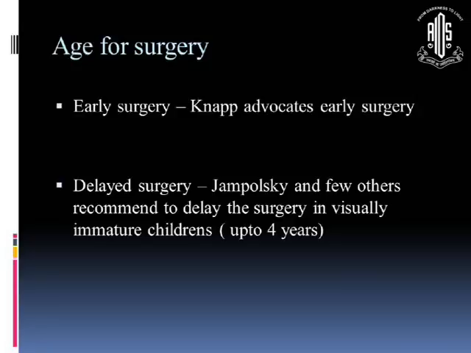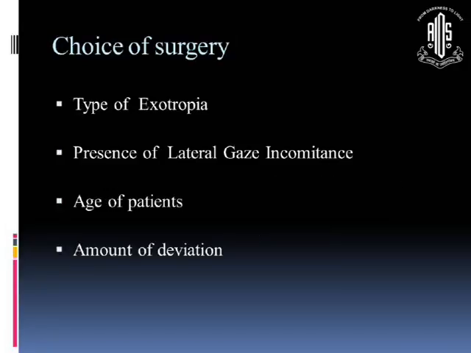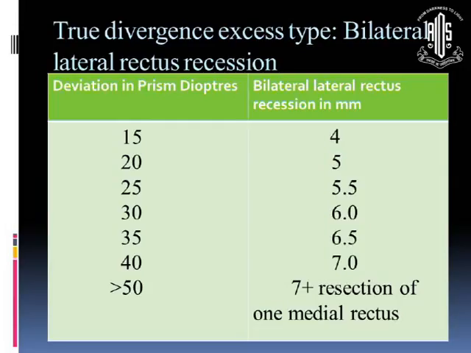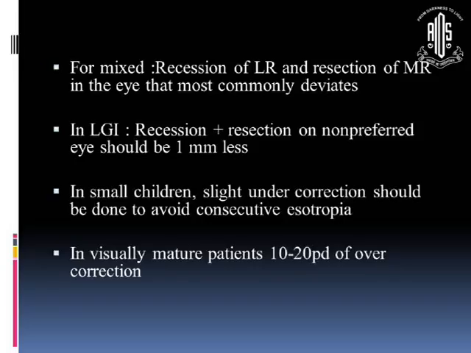Age for surgery: I think some advise early surgery. We normally do it between 2 to 4 years, depending on how much time they control. Some groups believe in delayed surgery. Choice of surgery depends on the type of exotropia, as I told you. For true divergence excess, bilateral lateral rectus recession, depending on the deviation: more than 50 prisms, go for the third muscle; more than 75, go for the fourth muscle. And this is the standard textbook measurement which was shown earlier.